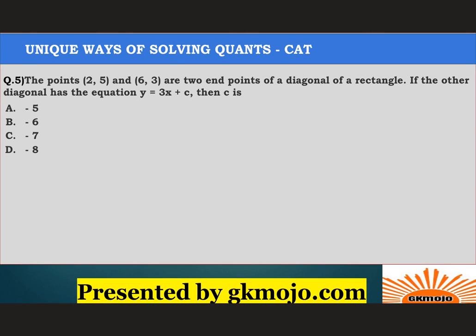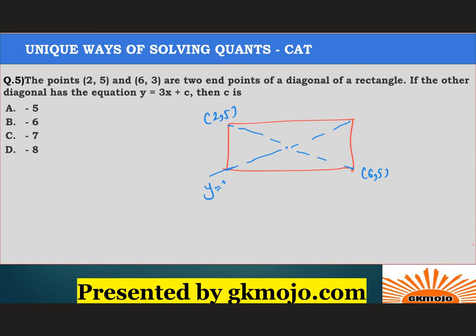All right, so let's suppose there's this rectangle. ठीक है, अभी what they are saying is कि the points 2, 5 and 6, 3 are two ends of a diagonal. So let's suppose 2, 5 यहाँ है और 6, 3 यहाँ है. This is your diagonal. Now they are saying that if the other diagonal has this equation, y is equal to 3x plus c, then what is the value of c?